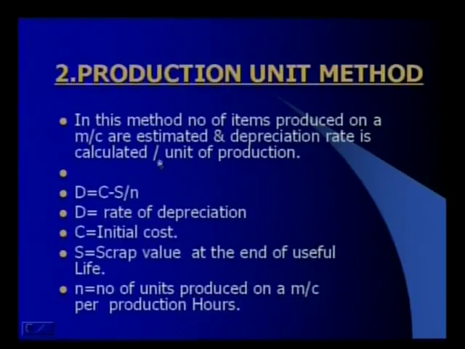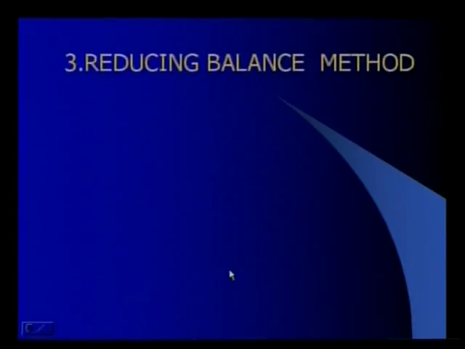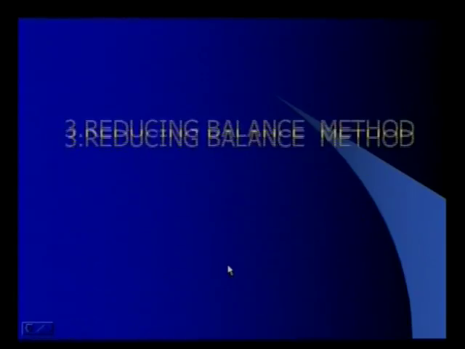In this one also we can see the formula D is equal to C minus S by N, where D is the rate of depreciation, C is the initial cost, S is the scrap value at the end of the useful life, and N is the number of units produced on a particular machine per production hours. Okay. Third, we are going to see the reducing balance method.